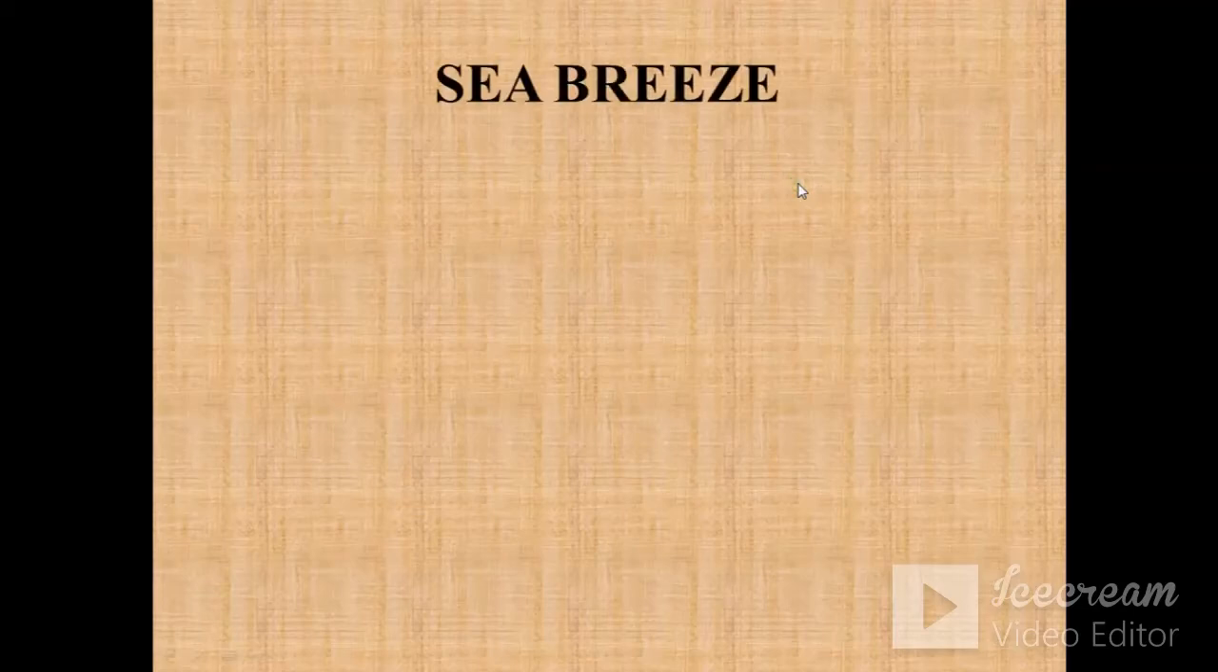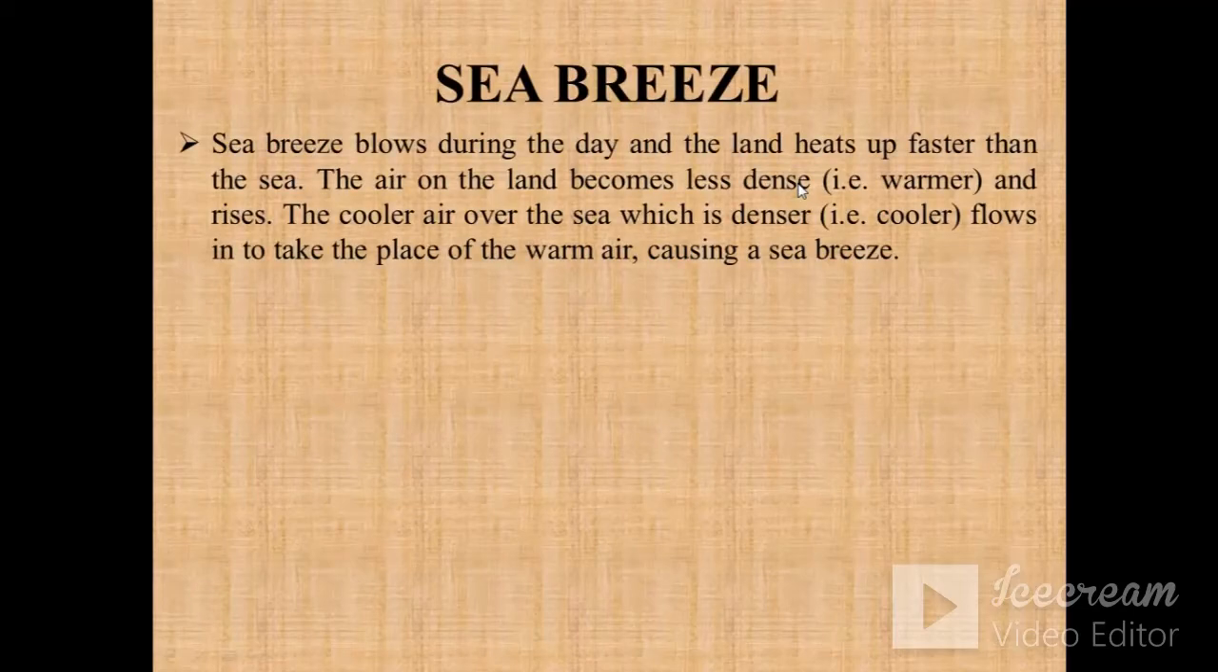Next is sea breeze. As the name suggests, sea breeze blows during the day and the land heats up faster than the sea. Again, what is the reason? Air on the land, due to the daytime, the sun is there, so air on the land is warmer, that is it is less dense, and the air over the sea is cooler, so it is heavier than the air on the land. So the heavier air from the sea takes the place of the lighter air on the land, and the phenomenon that takes place is known as the sea breeze.